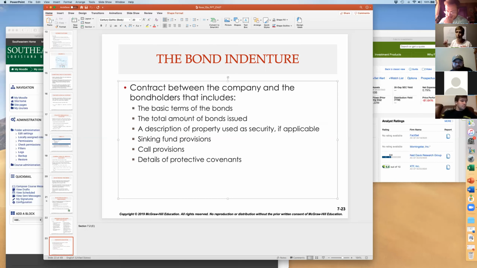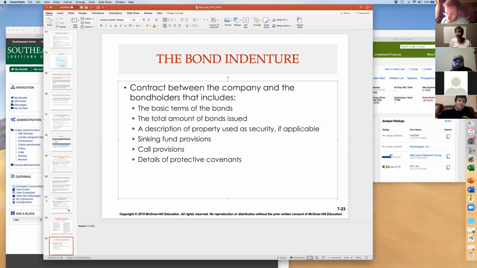We've been working with one single bond at a time, but in reality, these companies will issue hundreds of millions of dollars in some cases of bonds, and they just chop them up into $1,000 par values, right? So it'll tell you the total amount issued, which tells you a lot about how they're changing their capital structure. In other words, how much debt they're taking on. A description of property, if there's going to be any kind of security used against the bond.